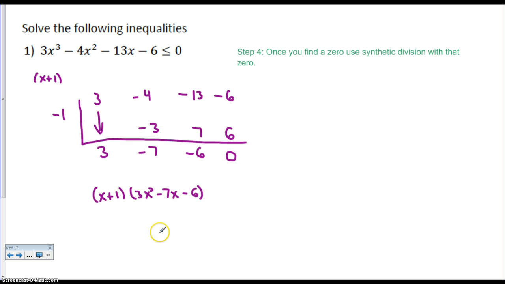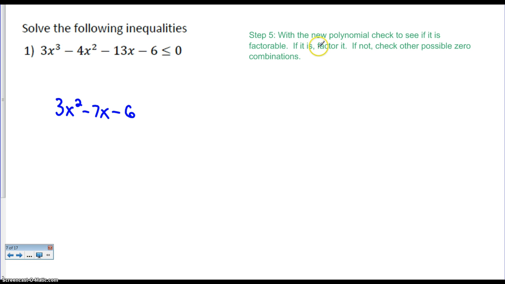So I'm here, and the next step is to check to see if it's factorable. Is 3x squared minus 7x minus 6 factorable? I already know that if I take 3x squared minus 7x minus 6 times x plus 1, I'm going to get this quantity. So is this factorable? We'll check to see if it is. I know that this is going to have to be a 3x if it is.